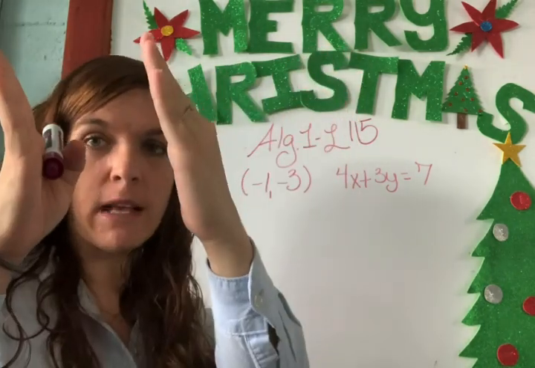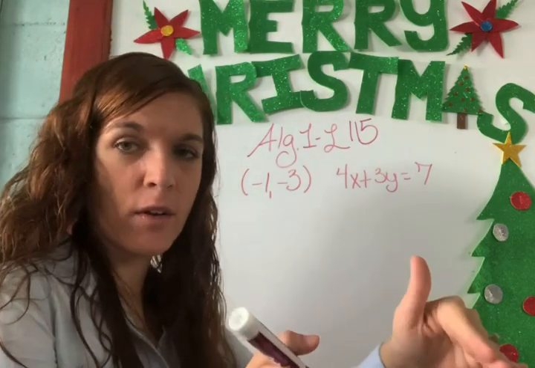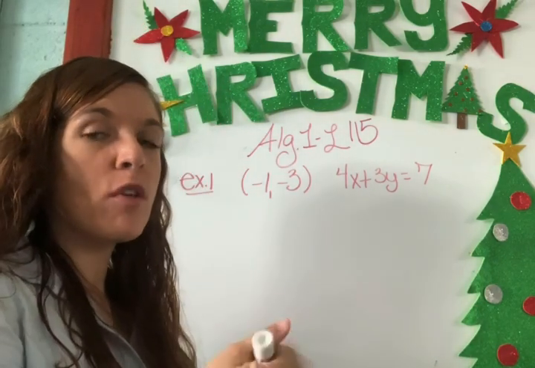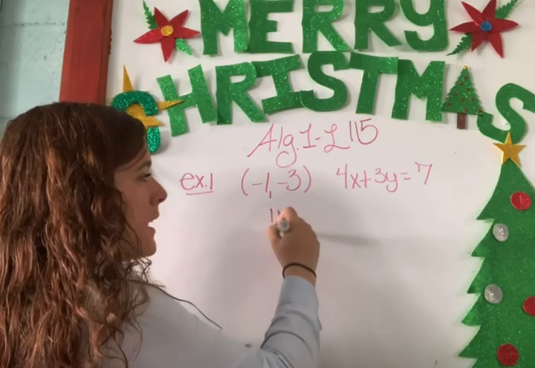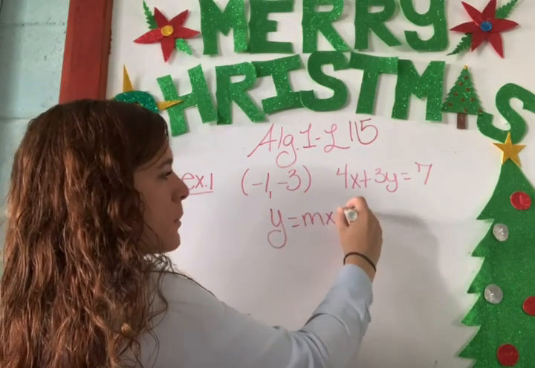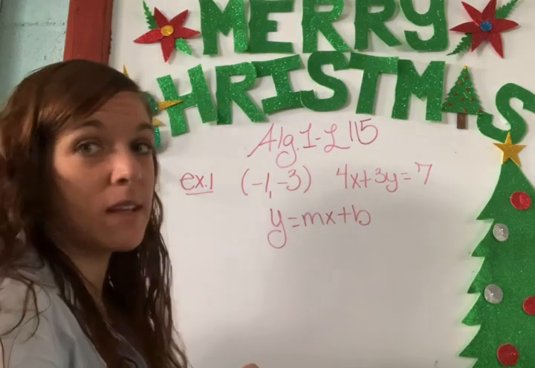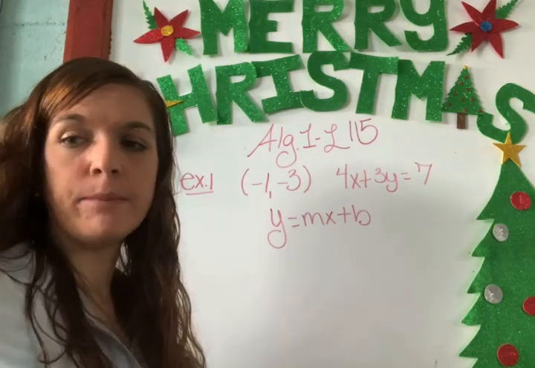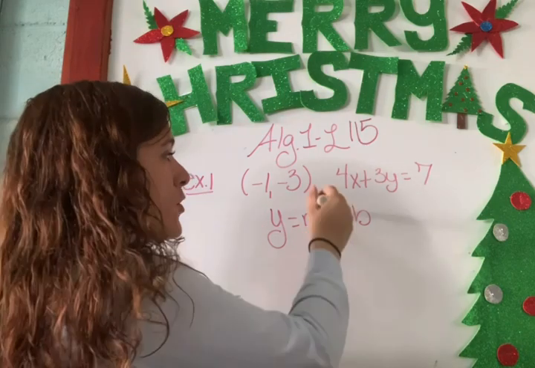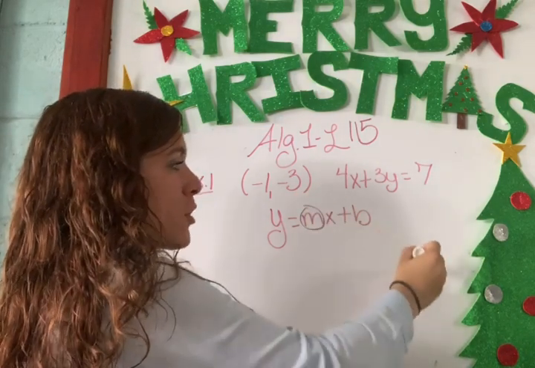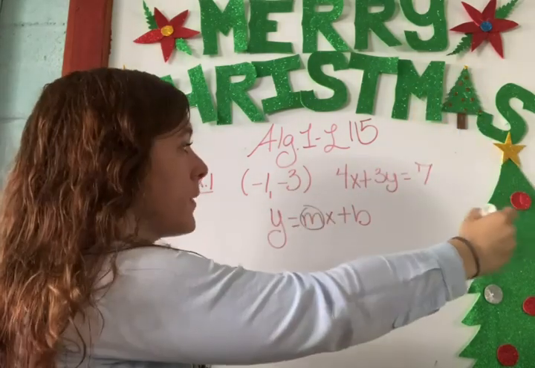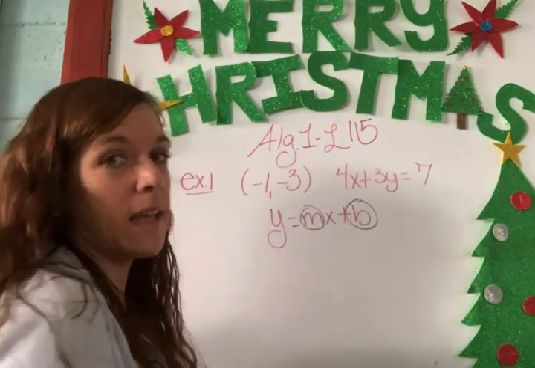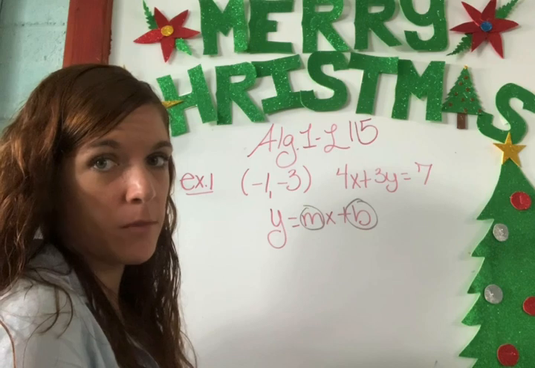Parallel means like this, two lines that never touch each other. So you know that the equation of a line is y equals mx plus b. We learned that recently. The m is your slope, your rise over run: how many up, how many over, to get your line. And b is where it crosses the y-axis, the y-intercept.